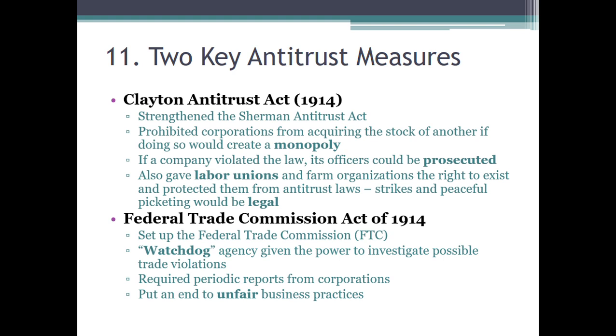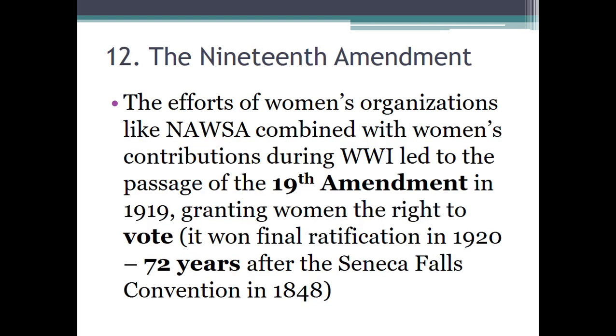The Federal Trade Commission Act of 1914, the same year, sets up the FTC, or the Federal Trade Commission. It's a watchdog agency that gives the power to investigate trade violations. So if they think something improper is going on, these big business owners, if they're doing something that's improper or illegal, they can investigate those things. They are going to get reports every so often from corporations, and they're trying to put an end to these unfair business practices. These guys who lie, cheat, and steal to do whatever they can to amass their fortunes.